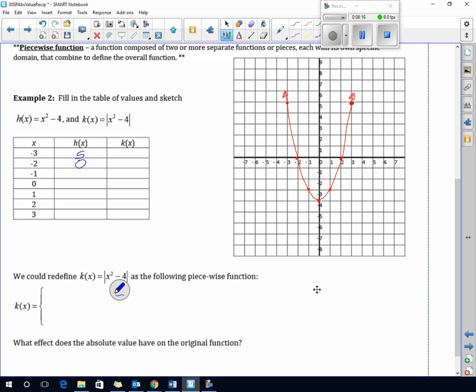Negative 1 goes in there. Square it. What do we get? Negative 3. Negative 3 at the end. 0 goes in, we square it, then subtract 4. Negative 4. 1 goes in, I square it. Negative 3. 2 goes in, I square it. 0. 3 goes in, I square it. 5. And you know that with the quadratic, once you get the vertex, do you see the mirror? Do you see the mirror here?